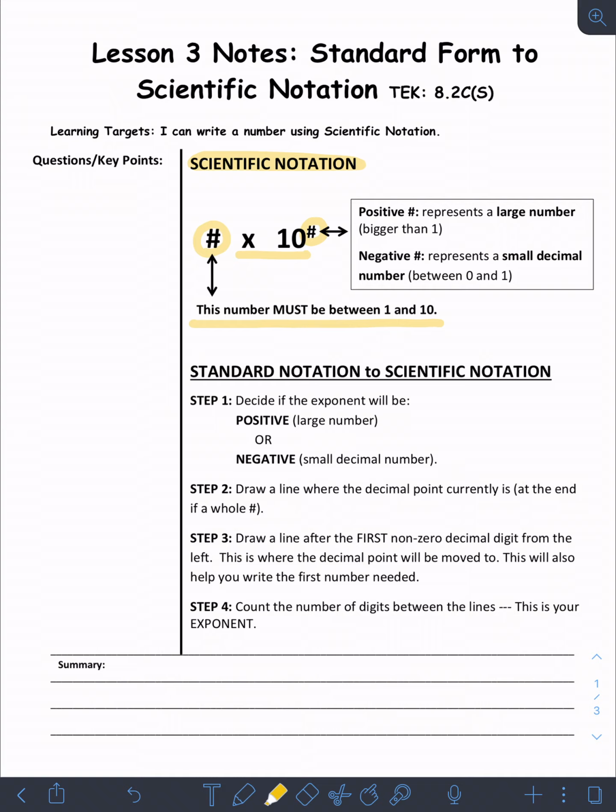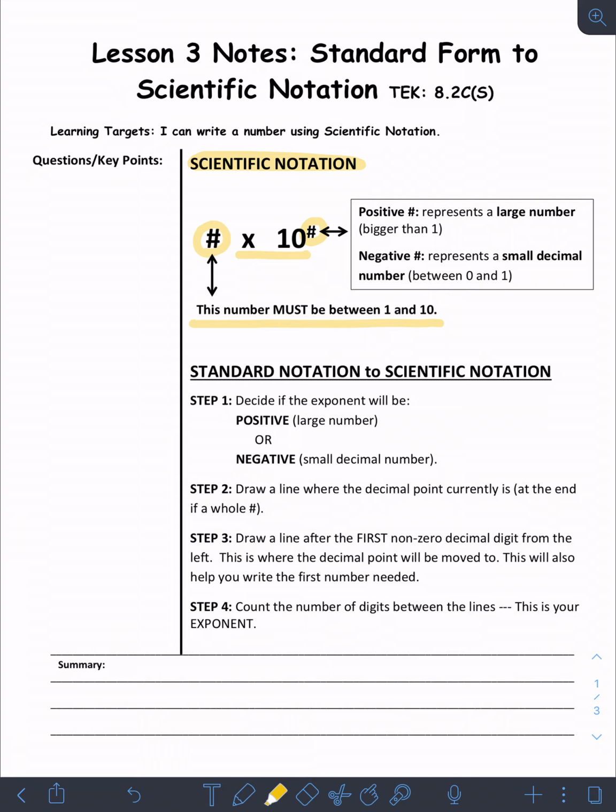Okay, so if you have a positive exponent, that means you have a really large number, a number that's larger than 1. If you have a negative exponent, that represents a really small number. Okay, so a number between 0 and 1.